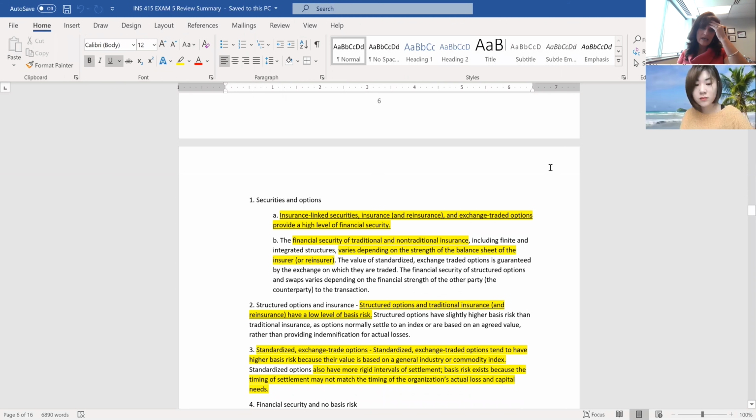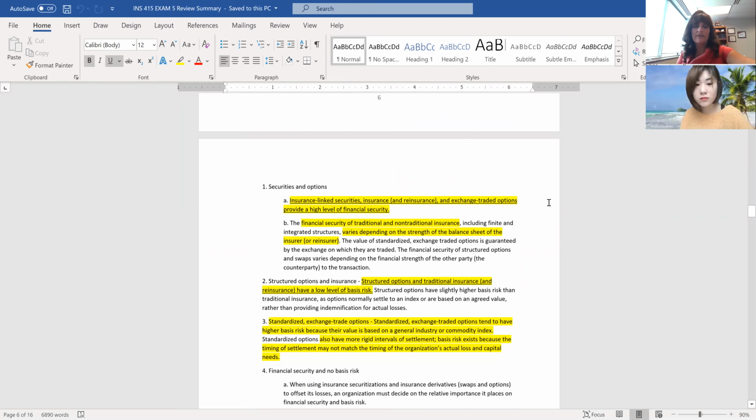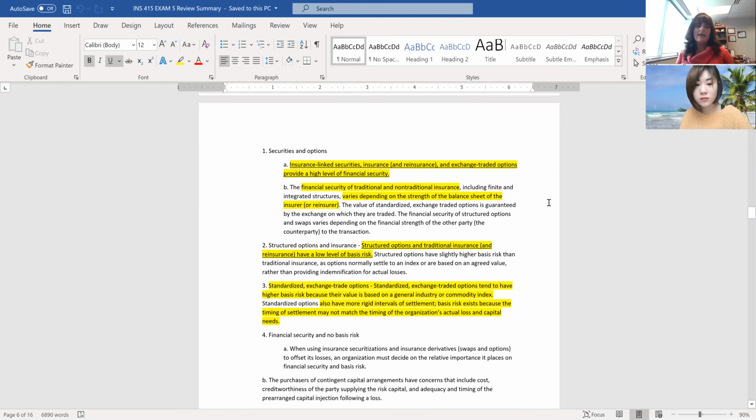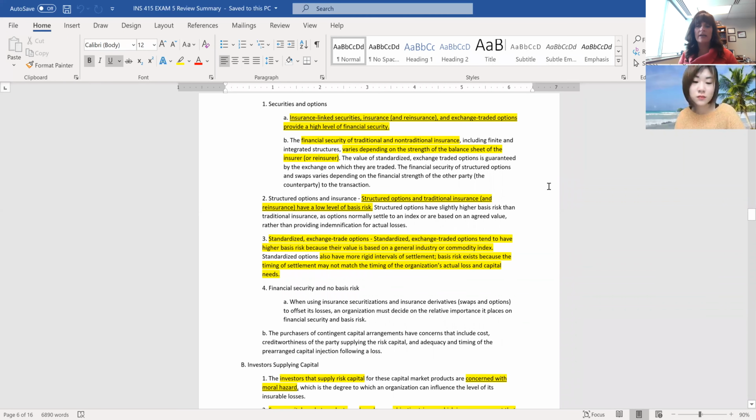So when we're comparing the three different options of which ones are better and worse, they have different comparisons. ILSs and exchange traded options have a really high level of financial security. One, because the ILSs are fully collateralized. The exchange traded options usually are pretty structured in the market and pretty solid. Traditional and non-traditional insurance really depends on the balance sheet of that insurer. They could be an A-rated company or they could be a C-rated company. So you have to kind of look at that.